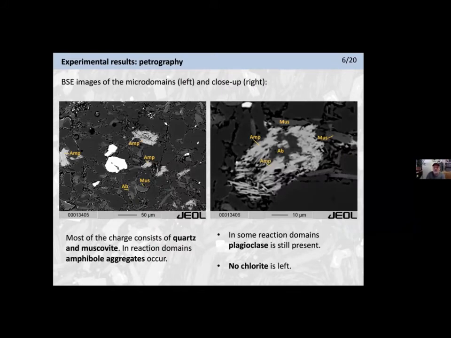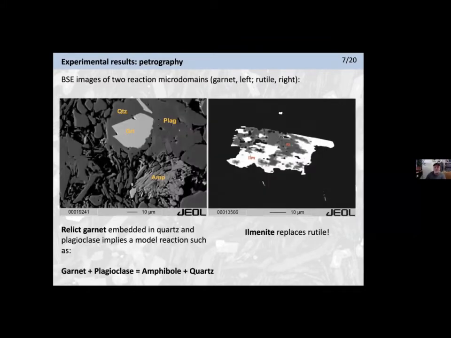After we ran the experiment, we took the charge out of the machine and looked at it in the backscatter electron images. On the left side, you see a bit of an overview. You see that there are reaction domains that occur here, interspersed between quartz and muscovite. Those are newly grown amphibole aggregates. And if one looks a little closer, you can see that these amphiboles usually form in the former plagioclase domains. Chlorite has gone from the sample.